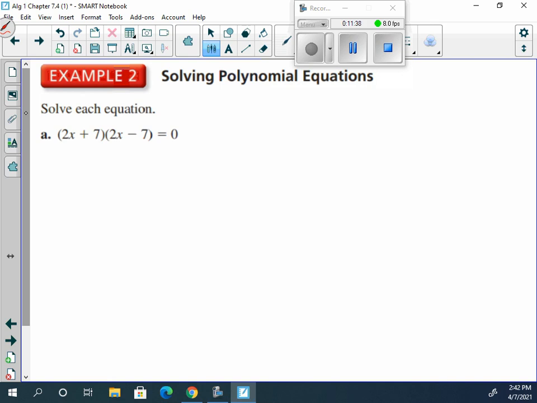So we have 2x plus 7 times 2x minus 7 equals 0. So what do I know about these two here? One of them has to be 0, yes? So either 2x plus 7 is 0, or 2x minus 7 is 0. Because one of them has to be 0.